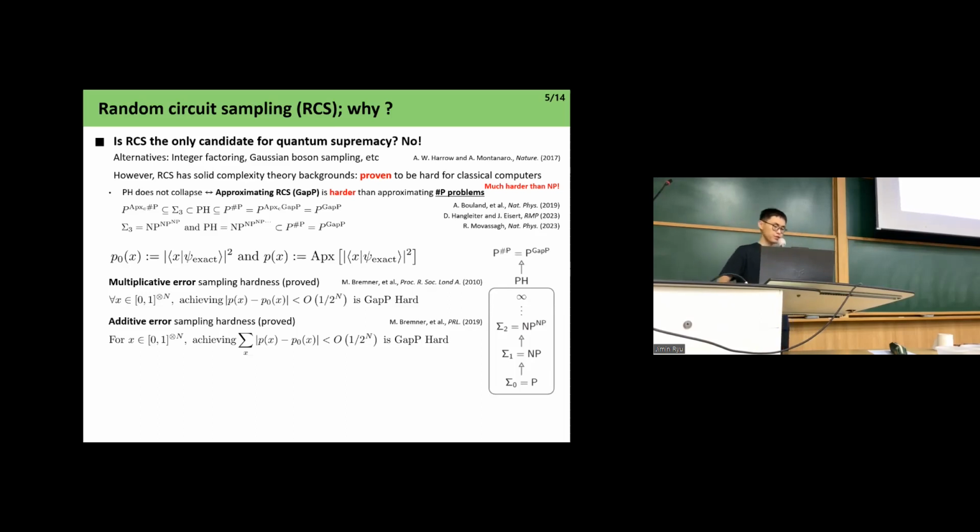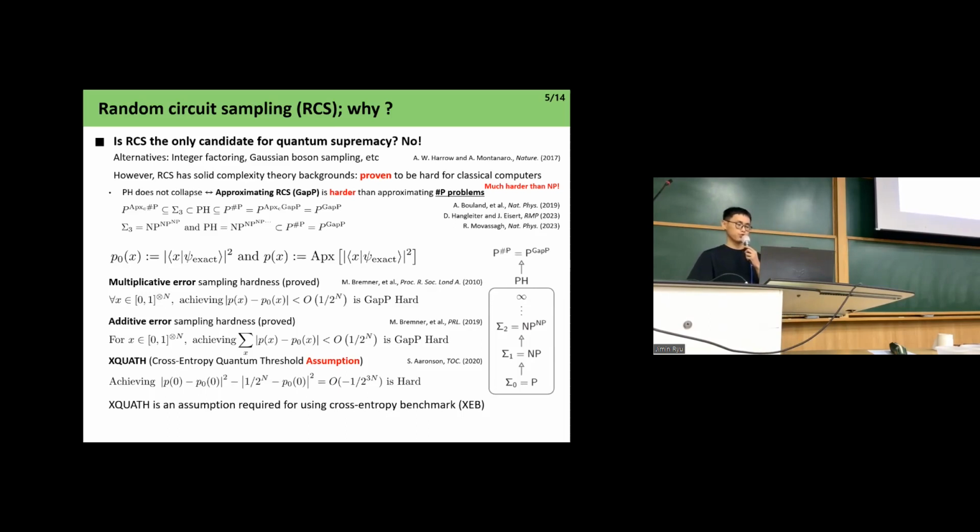That is simply impossible. So we have to make some assumptions to go over to RCS, and that assumption is given as the cross-entropy quantum threshold assumption, or XQUATH in short. XQUATH basically means that if we pick P_0, the probability to measure bit string 0, and subtract the exact probability, and you take a random guess of 1/2 to the power of n, there are in total 2 to the power of n possibilities. So if you take a naive guess, measuring a single bit string output is 1/2 to the power of n. This assumption generally means that it is still very hard to compute better than the naive random guess, even for the single bit string 0. This is basically an assumption. It has never been proven, and there are actually several counterexamples that refute XQUATH, but it is generally believed to hold for random circuit sampling experiments.